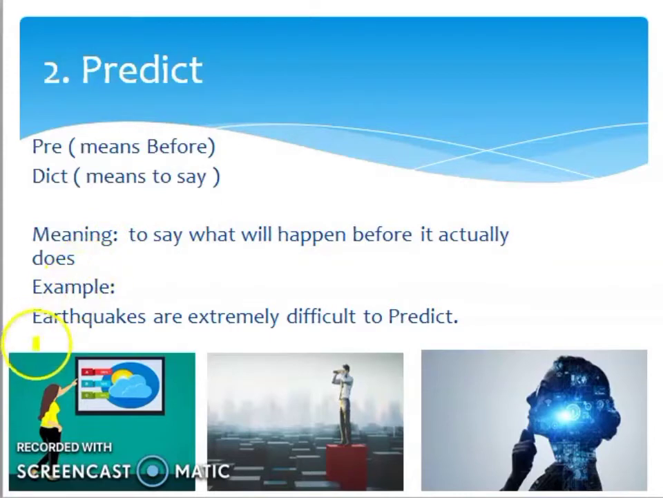For example, earthquakes are extremely difficult to predict. Of course, even with the advancement of technology, we are unable to predict earthquakes, right? So moving to the next.